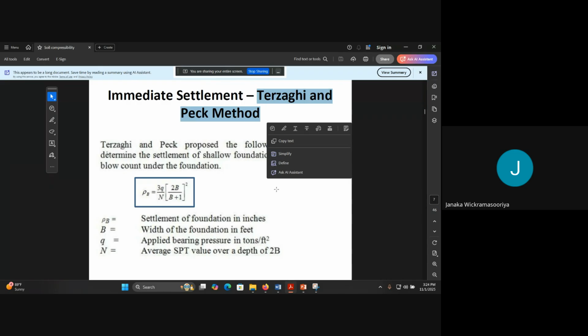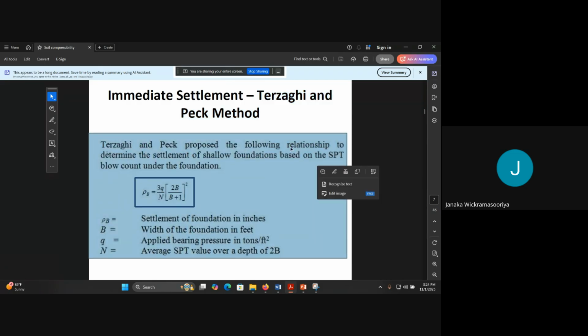Terzaghi and Peck proposed the following relationship to determine the settlement of shallow foundations based on the SPT blow count under the foundation. Using this equation, rho b is the settlement of the foundation in inches, equal to 3q divided by N. q means the applied bearing pressure in tons, and N is the average SPT value over a depth of 2B.